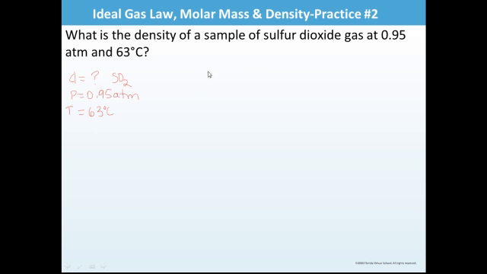The formula that we have that includes density is density equals pressure times the molar mass divided by R times T. All we're going to do is make our substitutions. So density equals the pressure, which they gave me, times the molar mass. Uh-oh, I don't have the molar mass, do I?